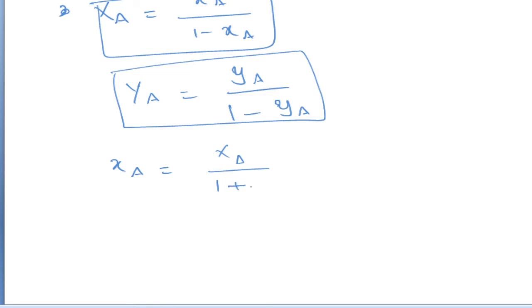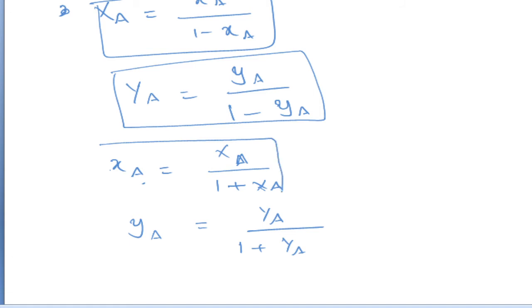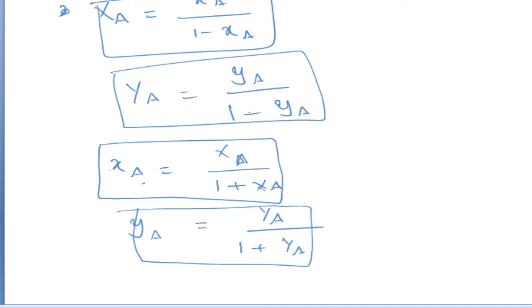Small xa equals capital Xa by 1 plus capital Xa. That means mole fraction of component A is equal to mole ratio of component A divided by 1 plus mole ratio of component A in liquid phase. Similarly, mole fraction of component A in gaseous phase is equal to mole ratio of component A in gaseous phase divided by 1 plus mole ratio of component A in gaseous phase. So you can express mole fraction in terms of mole ratios, or mole ratios in terms of mole fractions.